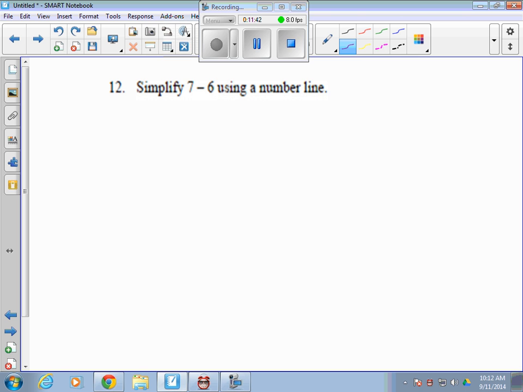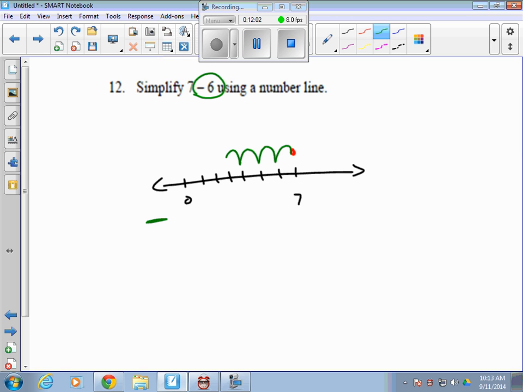Number 12 says simplify 7 minus 6 using the number line. It's positive 7. So at 1, 2, 3, 4, 5, 6, 7 is where you start on the positive value. Minus 6, remember, means to go to the left 6 times. 1, 2, 3, 4, 5, 6. That value right there is positive 1.